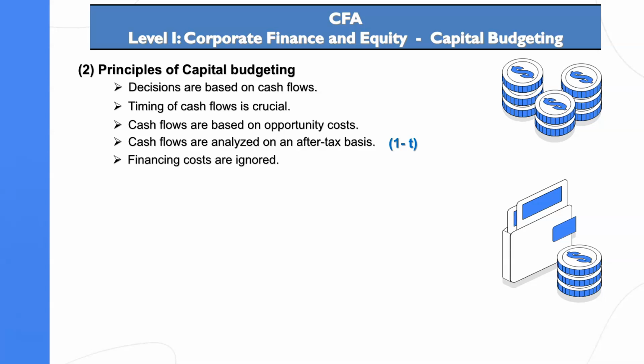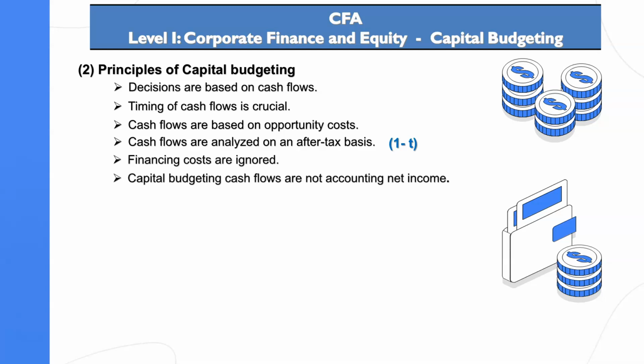Financing costs are ignored. Why do we ignore the financing cost? That is interest payable on the loan, because this is already embedded in the discount factor. As we know, we use the weighted average cost of capital as a discount factor. That weighted average cost has in it the cost of debt, that is the financing cost. So there will be double calculation if we take again the interest expense as a cash outflow to the lender. We ignore that. If it has been deducted, we add it back to the equation.